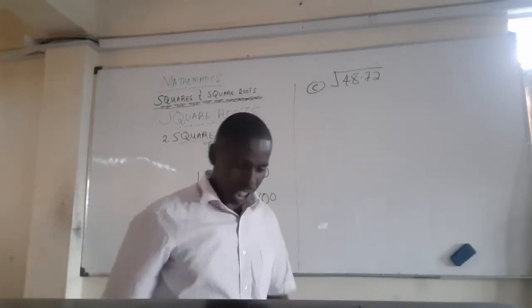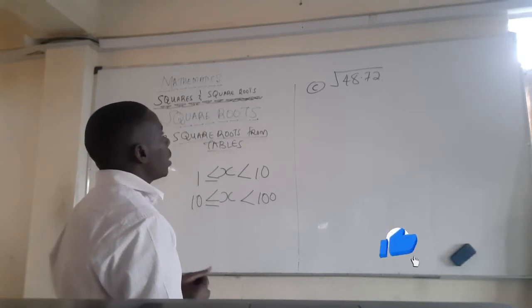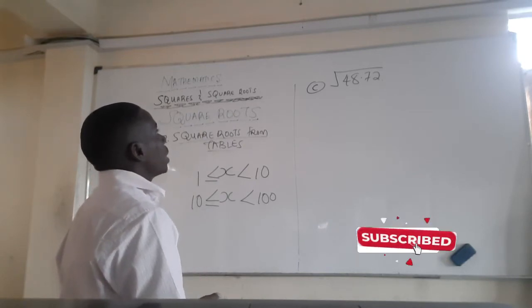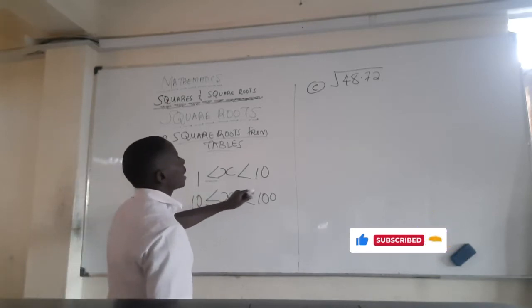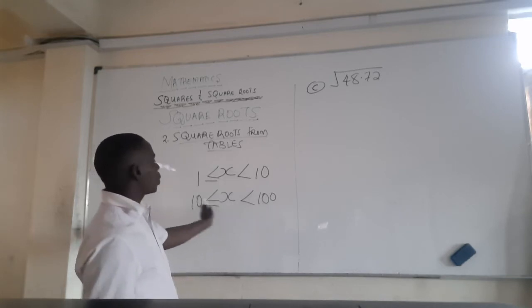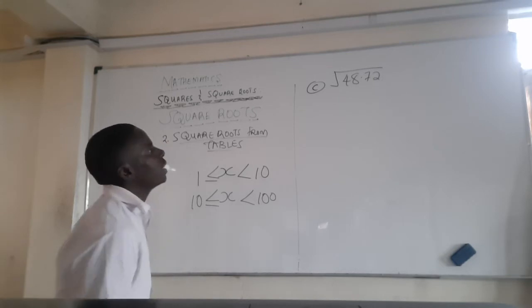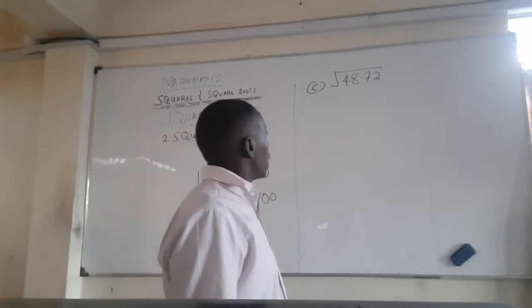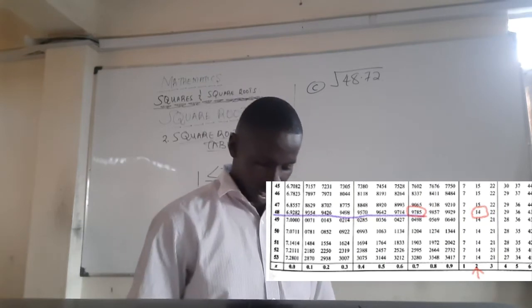So, square root of 48.72. The first thing is to look at the number, then you see whether it is going to follow the first table or the second table. Now in our case it is between 10 and 100, so we are going to use the second table, for numbers between 10 and 100. Directly, you're going to get 48.7. That is direct from the table.